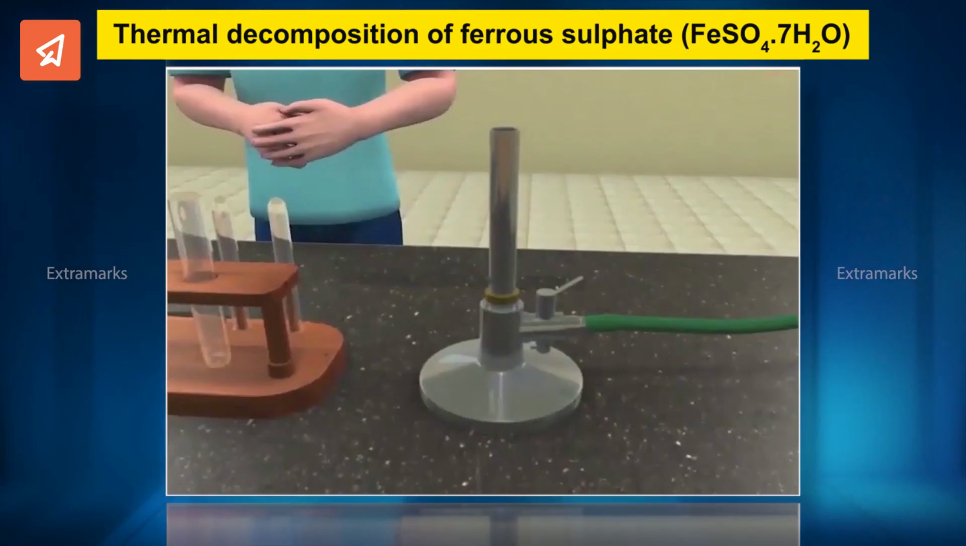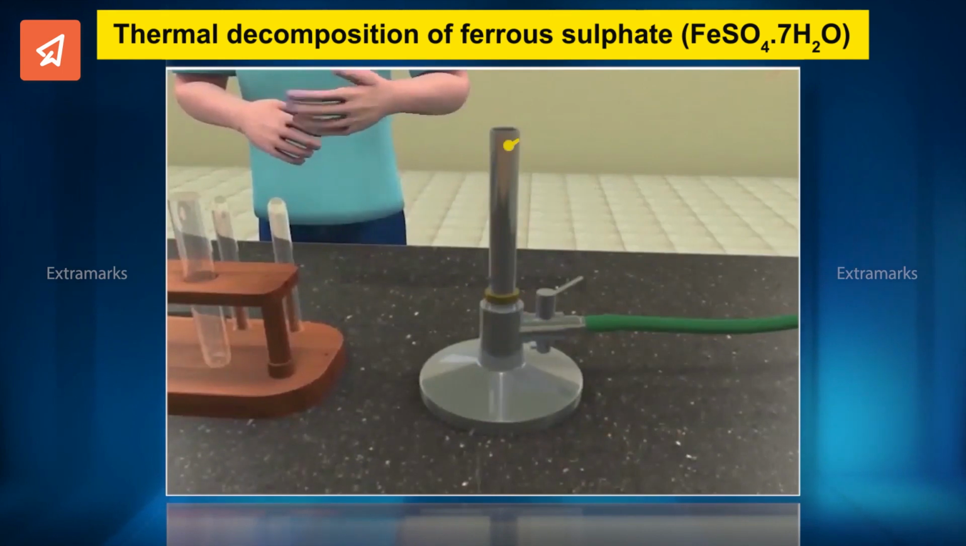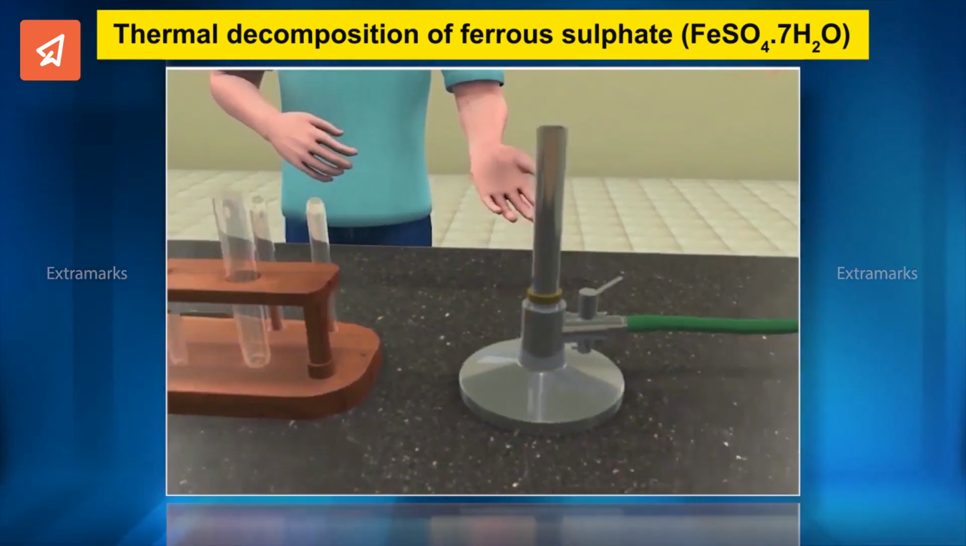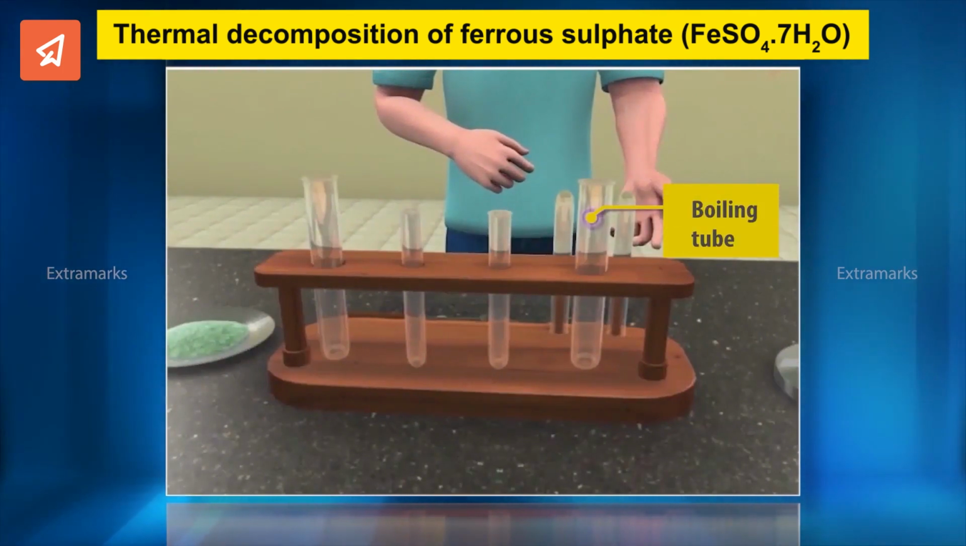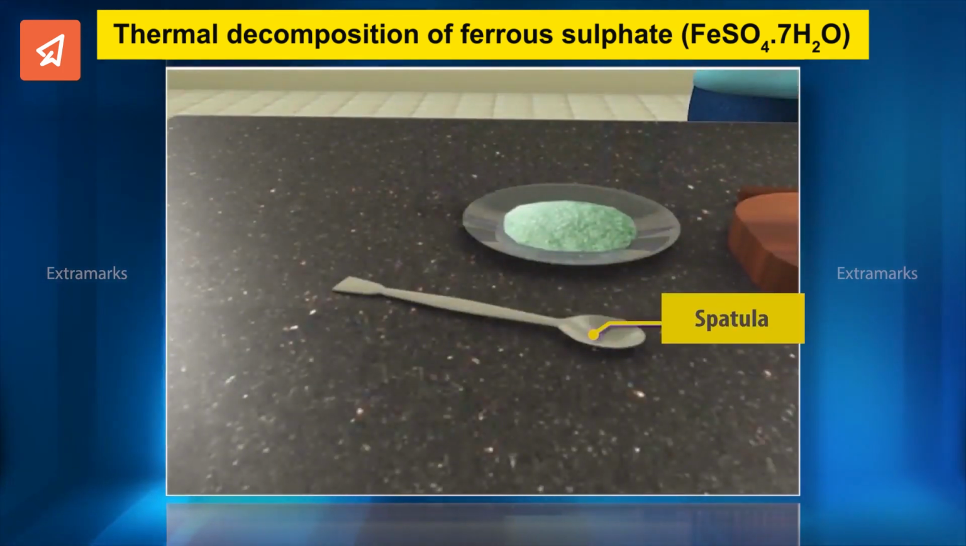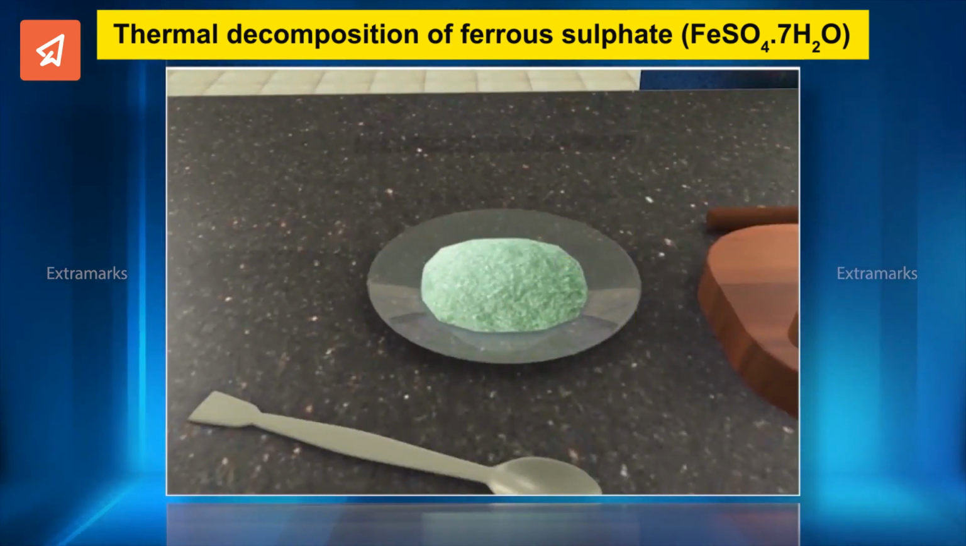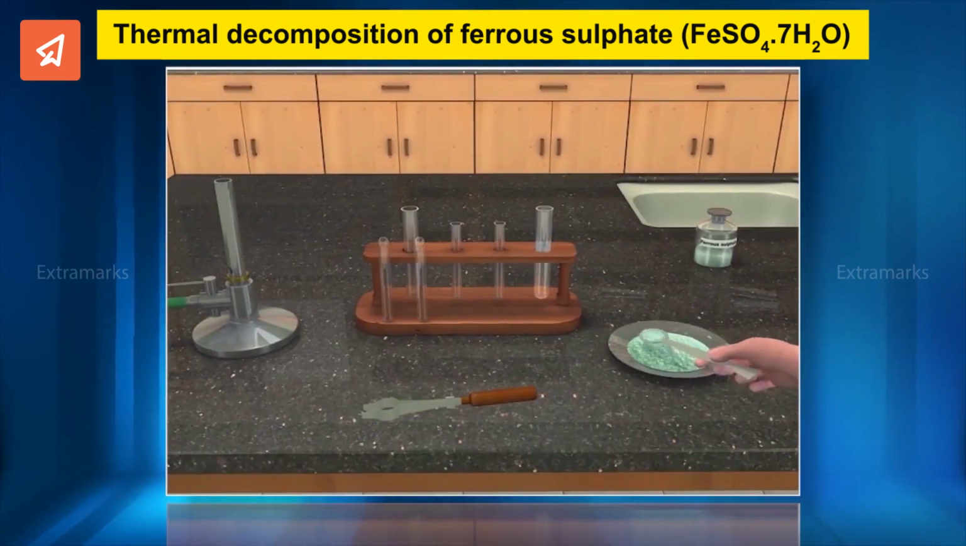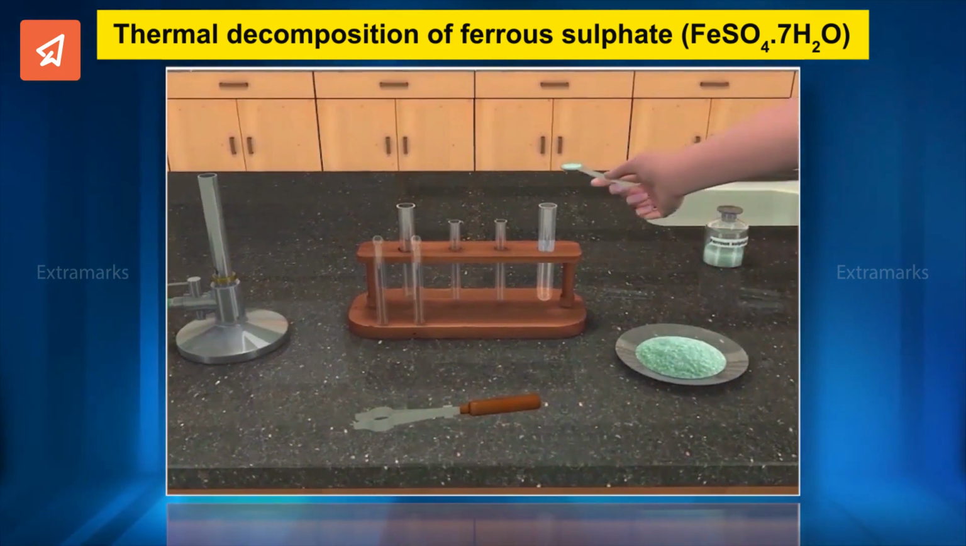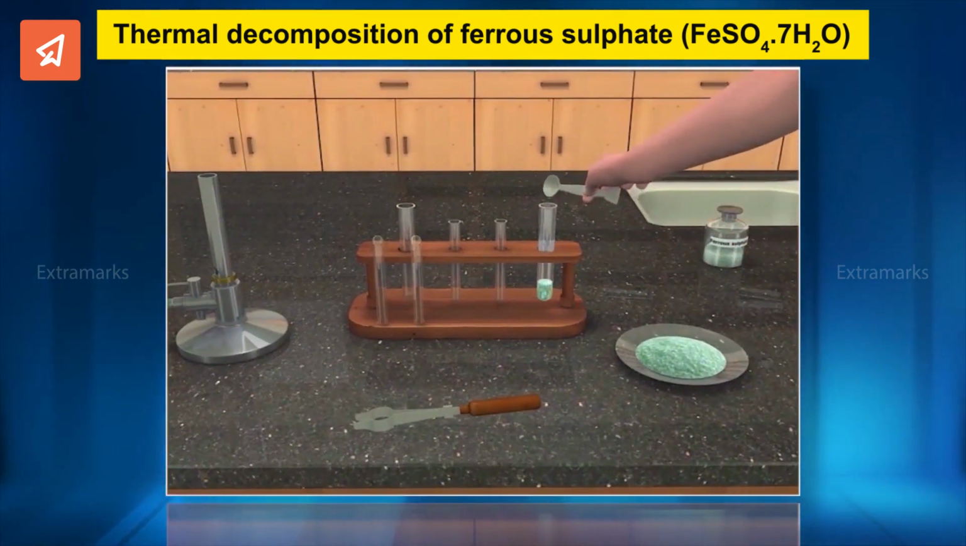Let us study the decomposition of ferrous sulfate, for which we require a burner, boiling tube, spatula, and ferrous sulfate crystals. Let us take a small amount of powdered ferrous sulfate in a clean boiling tube with the help of a spatula.